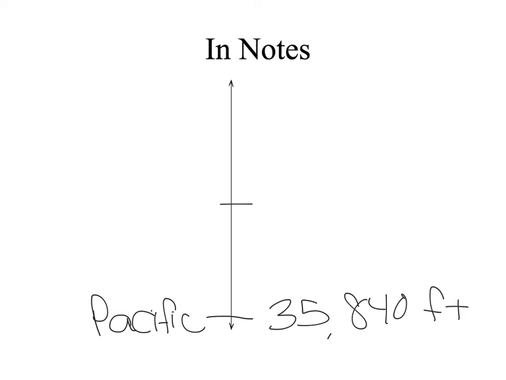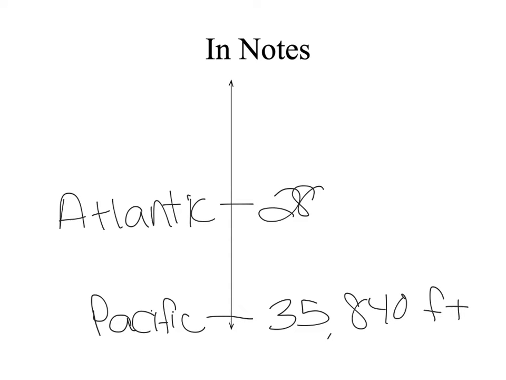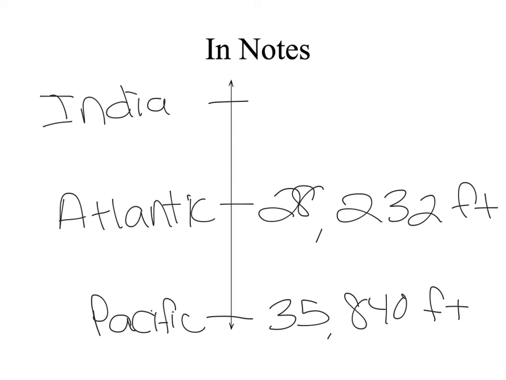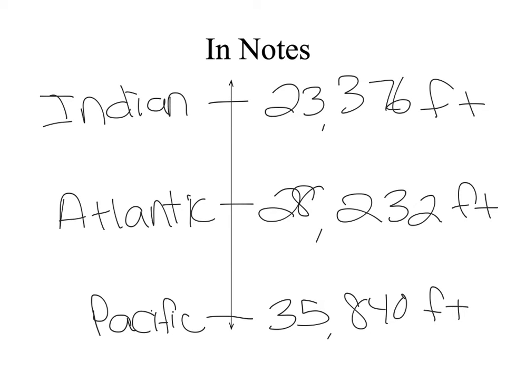The next one would be the Atlantic Ocean. It can go down 28,232 feet. Then the ocean that doesn't go down the farthest, that is the shortest depth, would be the Indian Ocean. And that is at 23,376 feet. Now the other piece of information was the robotic sub. And the robotic sub can go down to a depth of 26,000 feet.